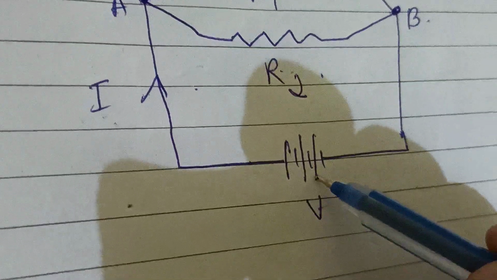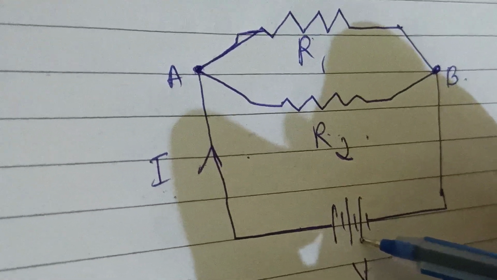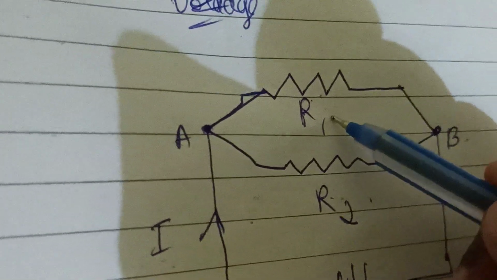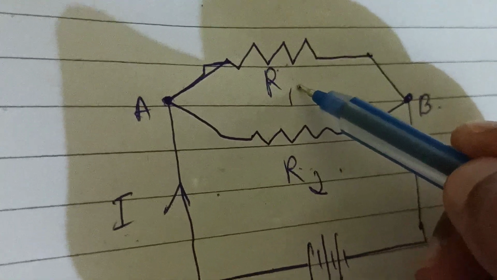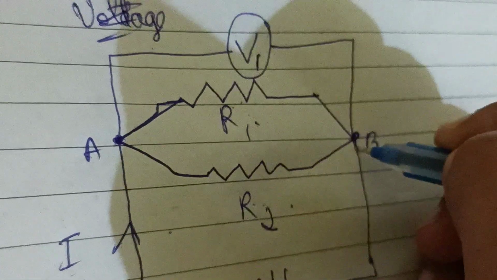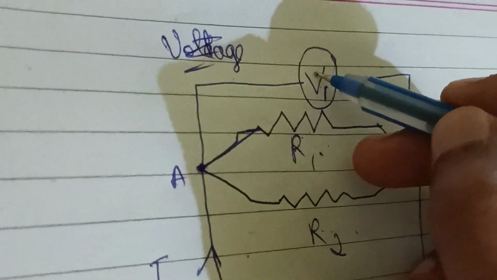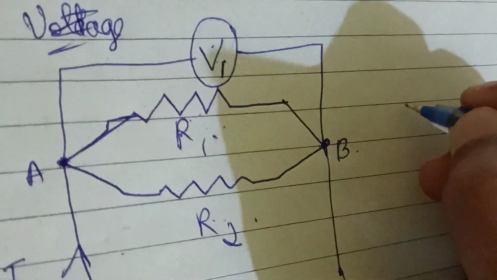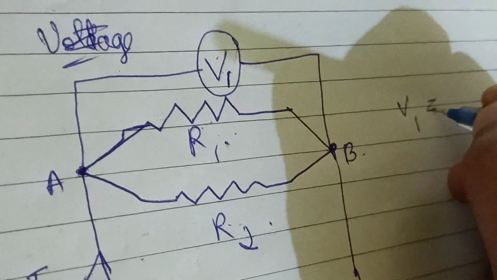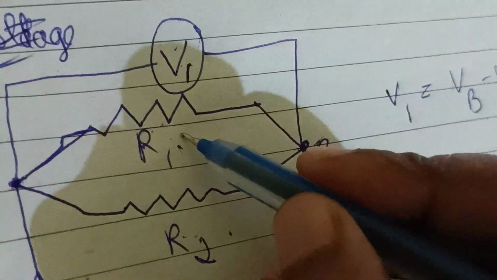Here the V should be constant. Let's see how. If I want to know how much voltage is across R1, let's consider R1. What I have to do is connect a voltmeter here, so the ends will be the same. This will be V1. In order to know the voltage across R1, I have connected the voltmeter. So the equation is V1 equal to VB minus VA, that is across R1.